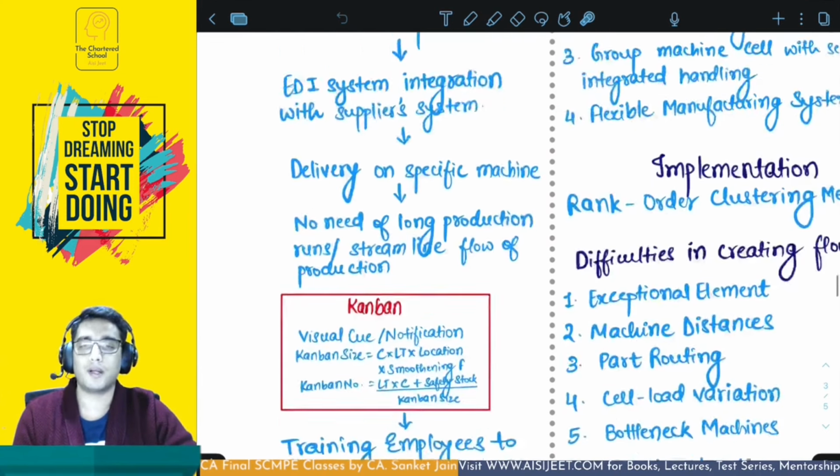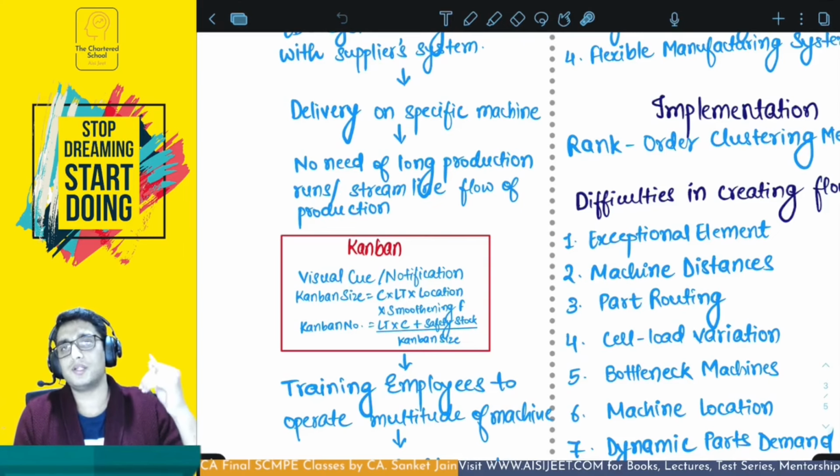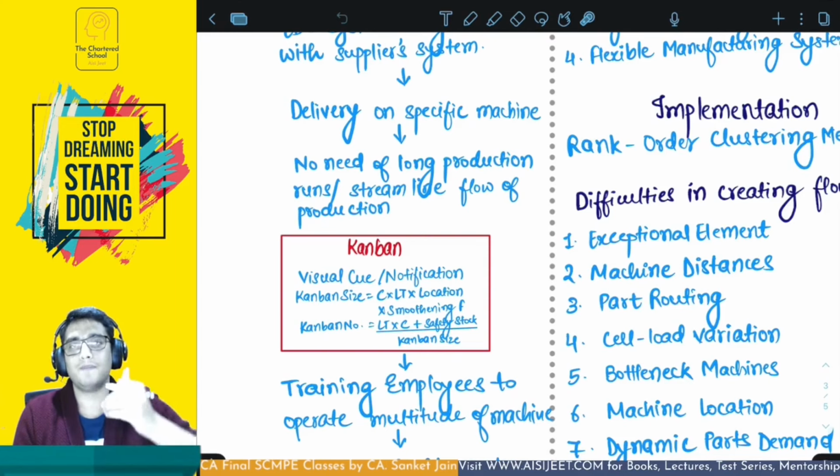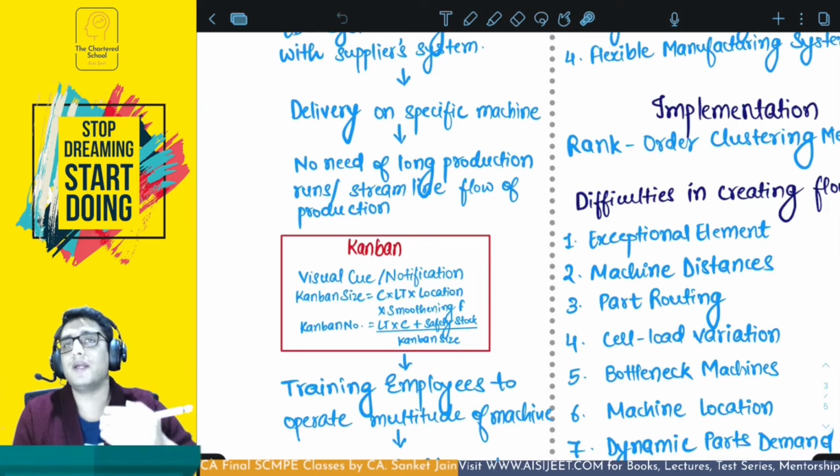The next thing you can use here is the Kanban system. Kanban system is basically a visual cue or a notification card system in which the machine, let's say the second machine that is going to receive the products or components from the first machine, is notifying the first machine that only this many quantity of this component is what I require for further production. So now the first machine is going to produce only that many quantities as is required by the second machine. Okay. So what is Kanban system?